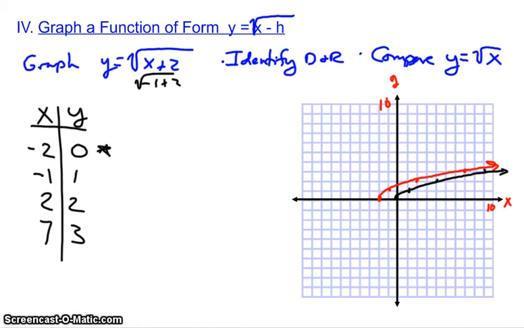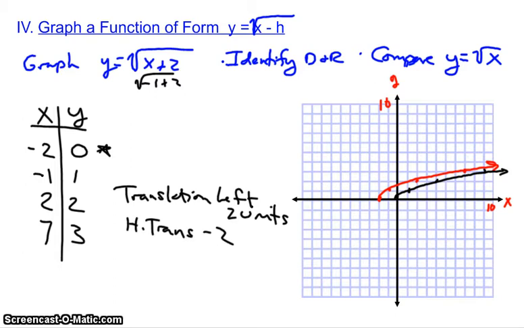I guess let's talk about the transformation that just took place. The transformation is a horizontal translation, right? Or translation left by how many units? 2. So we could say a translation left 2 units, right? Or a horizontal translation negative 2.